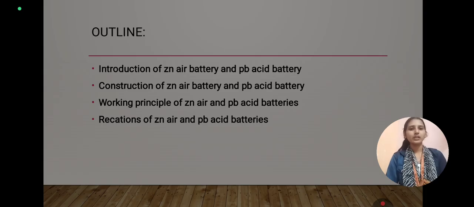These are the important topics I would like to discuss with you: introduction of a zinc air battery and lead acid battery, construction and working principle of both batteries, and reactions of both batteries.